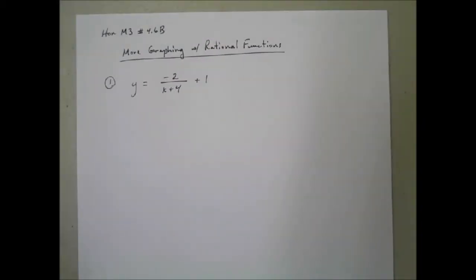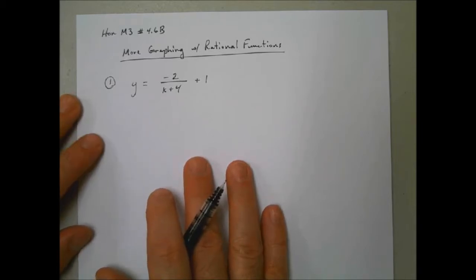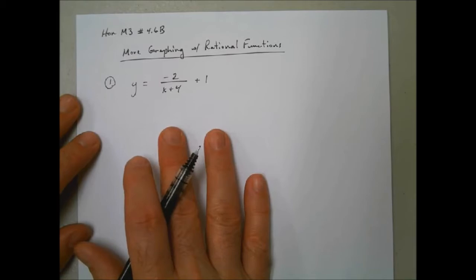Okay, objective 6B for Honors Math 3. There's not really anything necessarily new in this lesson, but we're just going to take a look at a few kind of special examples. We're getting a chance to practice some more with vertical asymptotes, horizontal asymptotes, and then just the sketching of the function.